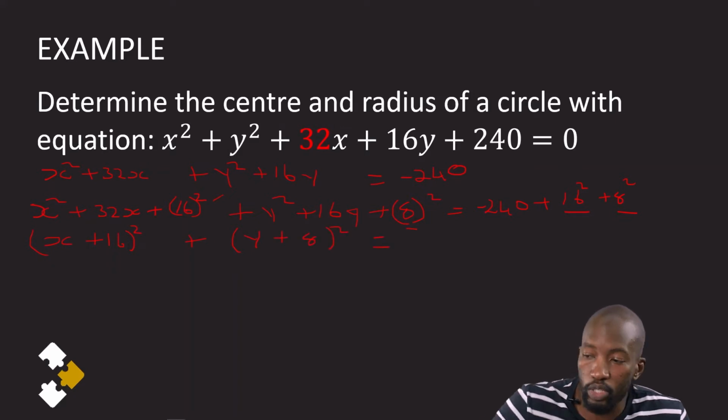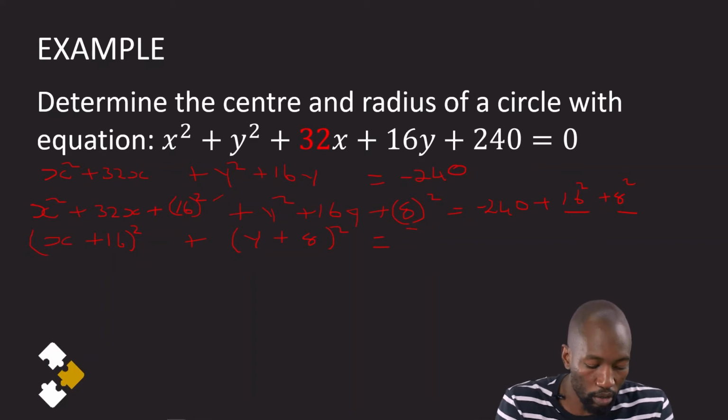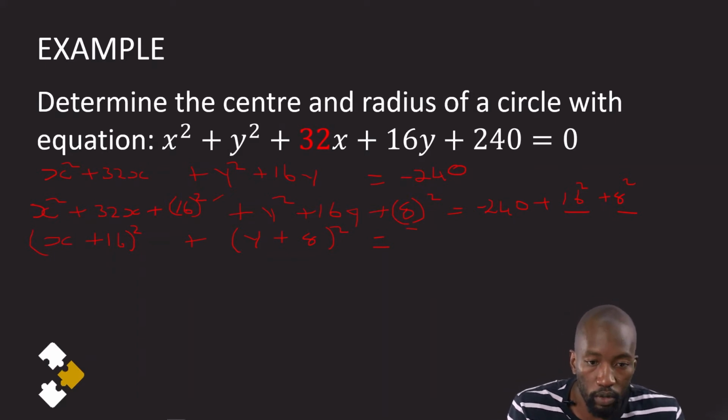This is then, let's quickly find it on our calculator. So minus 240 plus 16 squared plus 8 squared, and that will give you 80. Now as you can see, it's in that form that we want.